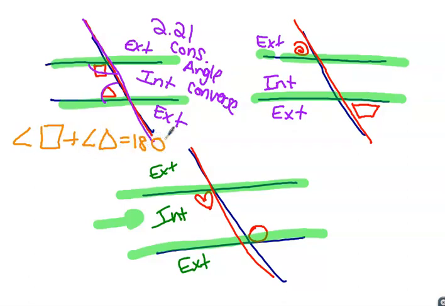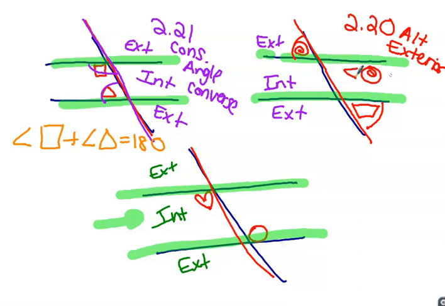Let's look at this one. Both of these angles are on the outside, and they're alternate. So that means it's 2.20, the alternate exterior angle theorem, which means that these are congruent. So angle swirl is congruent to angle trapezoid.